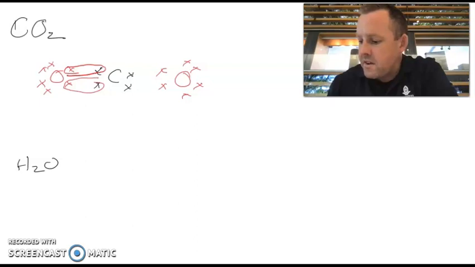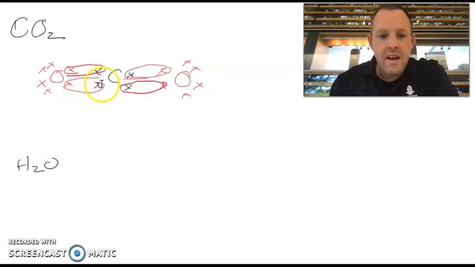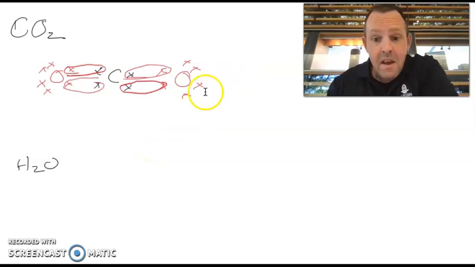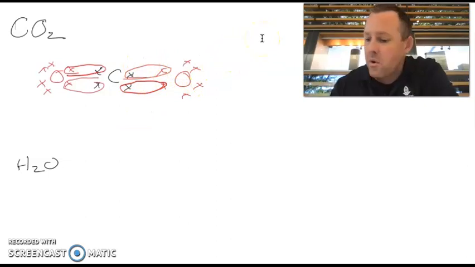So what will happen is it will share 1 and 2. So now the carbon has its original 4, the 2 from this oxygen and the 2 from this oxygen, so that gives it its 8. It also has the 1, 2, the oxygen here now has its original 6 and the 2 from the carbon, so it now has 8. So all of these atoms now have a full valence shell.